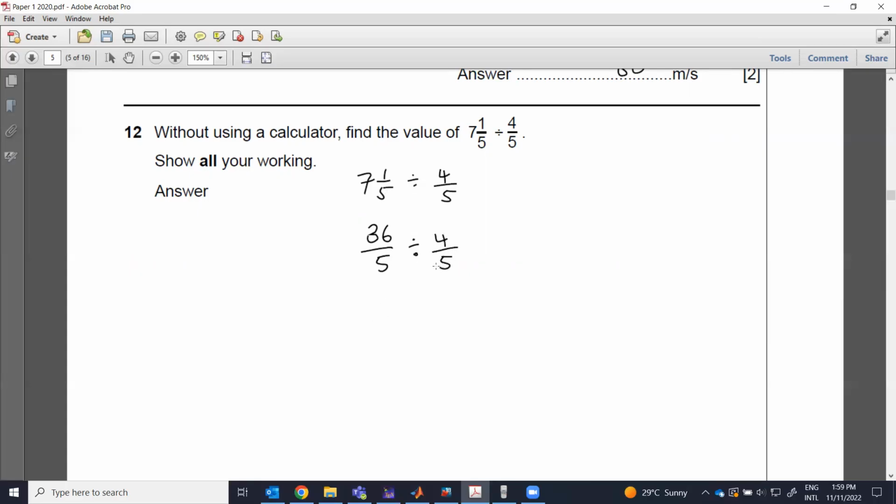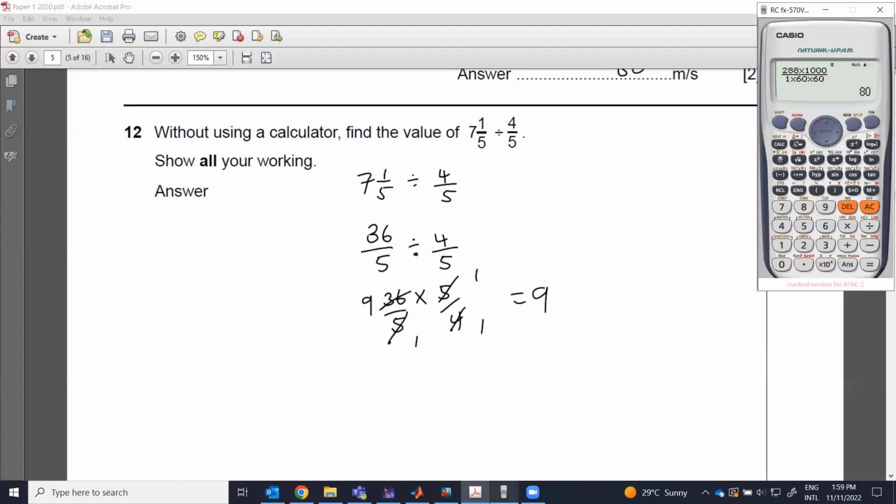4/5. And then we know that the division sign changes to multiplication. The 36/5 doesn't change. And then the reciprocal of 4/5, which is 5/4. So here cancel. Then 4 goes in here once, and over there it goes 9 times. So this is 9 times 1 over 1 times 1, which is just equal to 9.